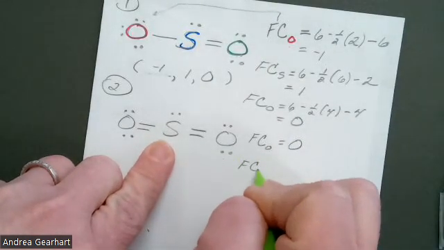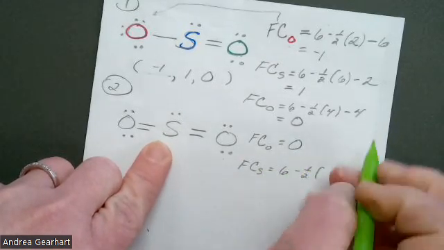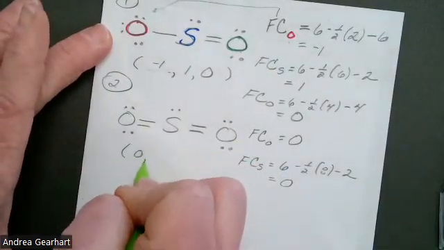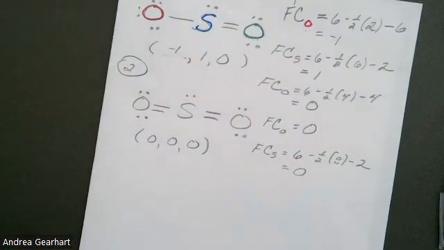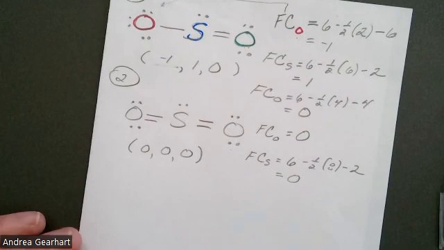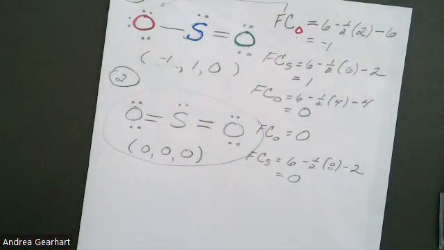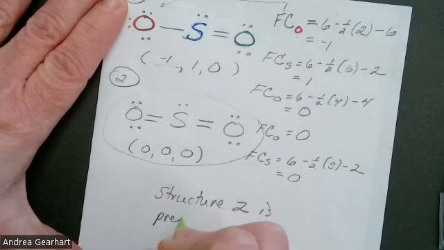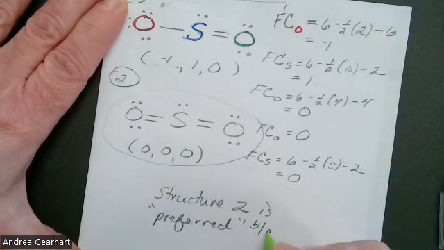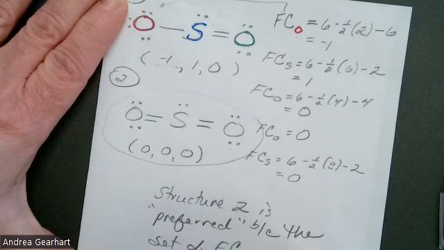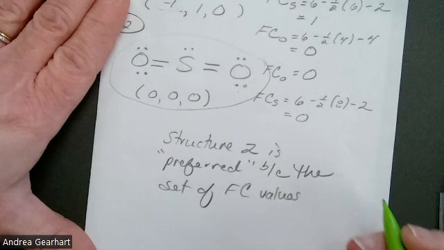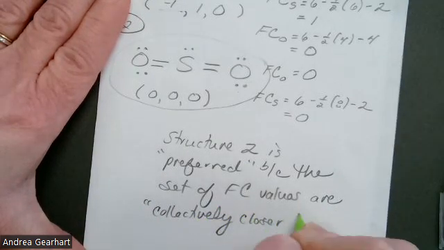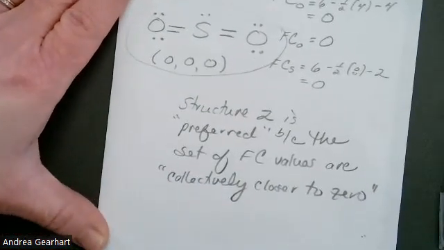But sulfur here is bonded differently. So 6 minus 1/2, 2, 4, 6, 8, minus 2. So this is the preferred structure. So structure 2 is preferred because the set of formal charge values are collectively closer to 0. So we're looking at all of them.